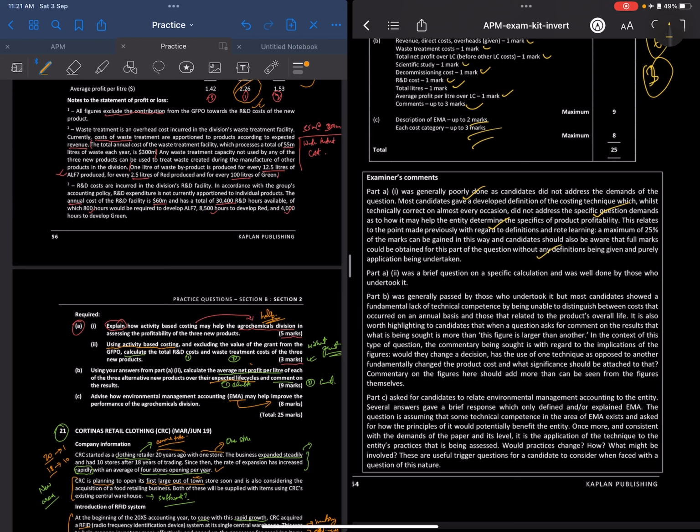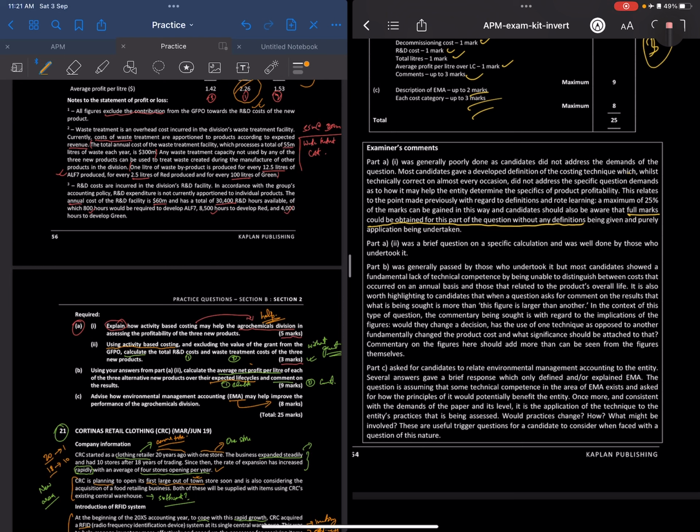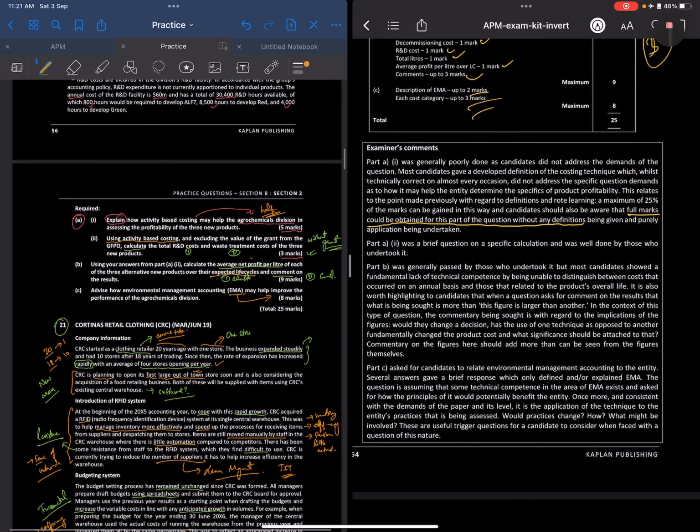Purely application. Okay, so purely application. You see the markers' comment, right? So full marks could be obtained for this question without any definition, right? So part A was a brief question on specific calculation and was done well by those who undertook it. Okay, so basically B was easy, let's just say that.